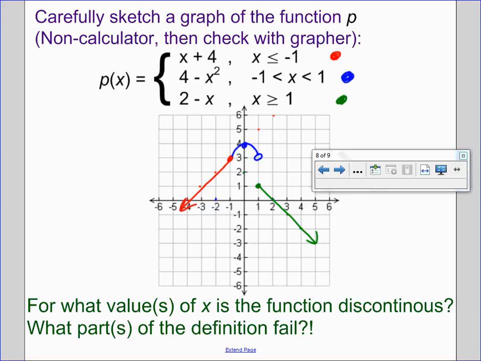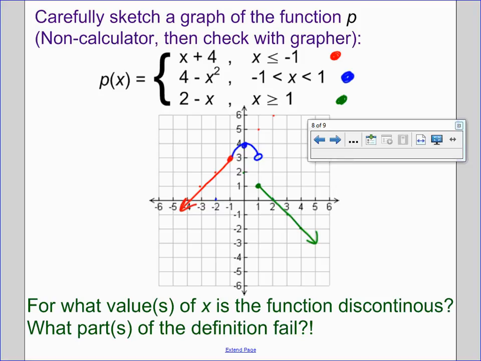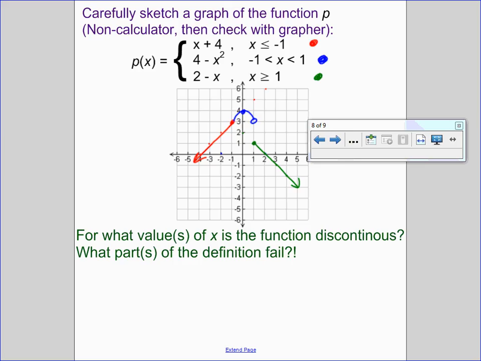All right. As we look back at our picture, for what values of x is the function discontinuous, and what parts of the definition fail? I'm looking, and we can see our big discontinuity there, right? What type of discontinuity is that, Preston? A step discontinuity, good. So we have a step discontinuity at x equals 1.